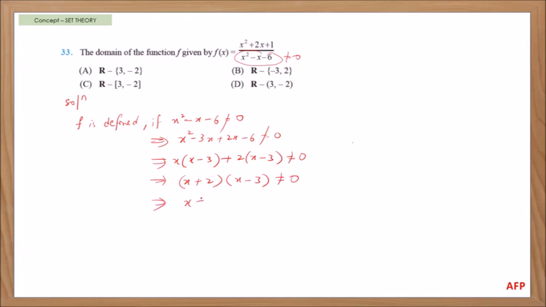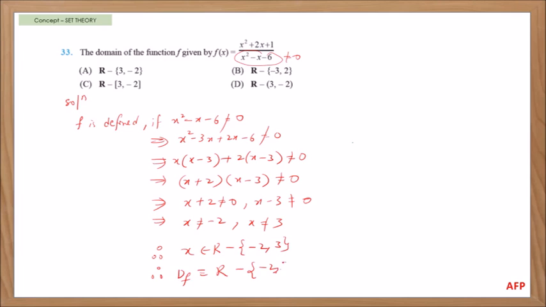This indicates x plus 2 is not equal to 0 and x minus 3 is not equal to 0. So x is not equal to minus 2, and x is not equal to 3. Therefore, x belongs to all the real numbers except minus 2 and 3. So the domain of f is all the real numbers except minus 2 and 3. So which is the answer you have? Minus 2 and 3. So A is the option.